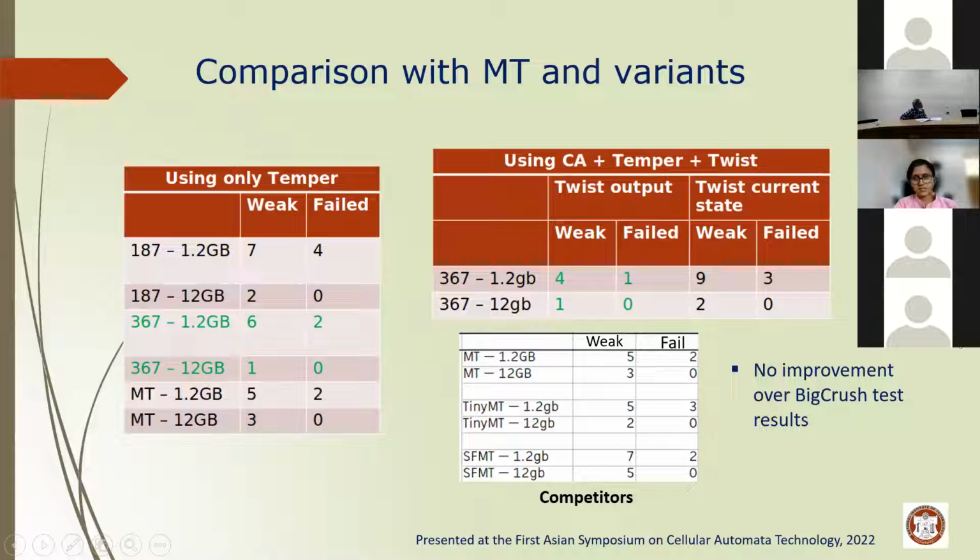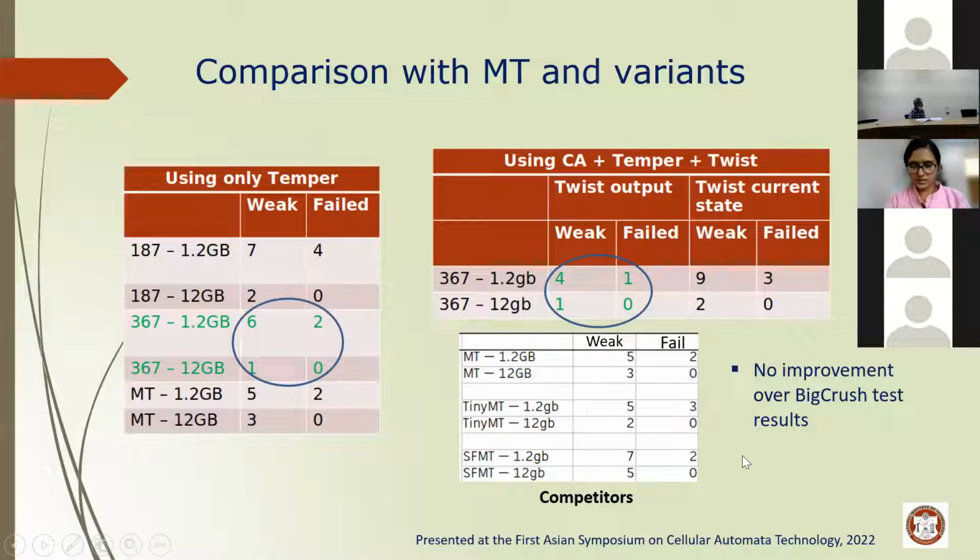For Dieharder, we see that here only 1 is failing and 4 are weak for twist on output, whereas for twist on configuration, here I have written state, but it is going to be configuration, 3 are failing and 9 are weak. So it is not a good result. This one is comparable to the other, although here the number of weak is larger, whereas the number of weak tests here is improved. So we can take that twist on output is the better version among all of them.